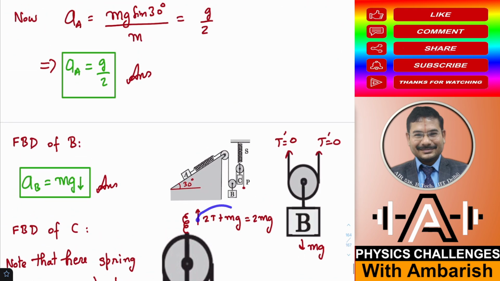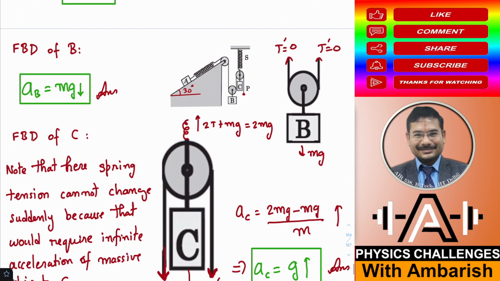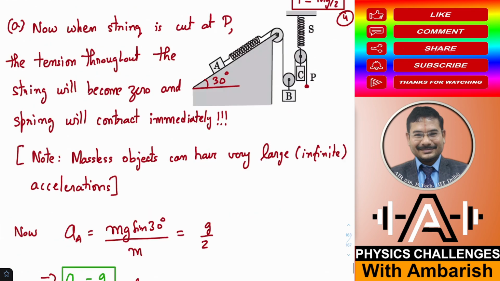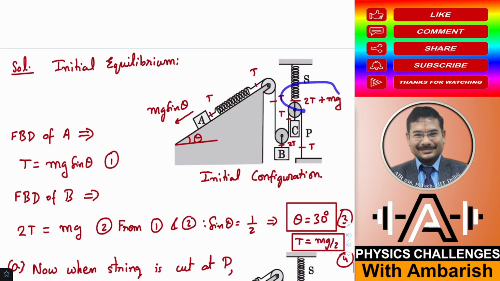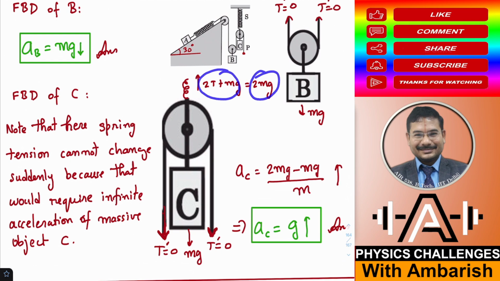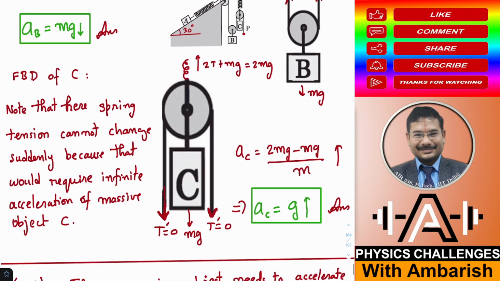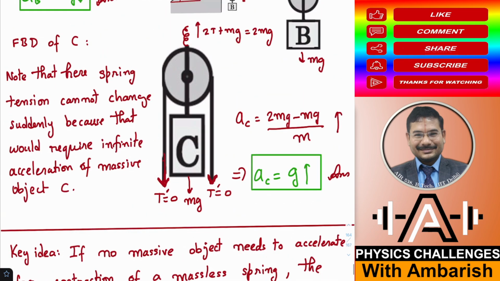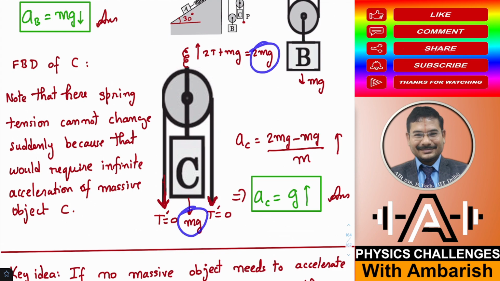So this tension was what? 2T plus mg, and T we had found out as mg by 2. So this spring tension becomes 2T plus mg, that is 2 mg. You see where this 2T plus mg is coming from? It's the same that we had before cutting the string at this point P. Okay, so the FBD of C is simple now. 2T plus mg, that is 2 mg, is acting upwards, and of course mg is acting downwards. So now what's the acceleration? Acceleration of C will be simply 2 mg minus mg divided by m, that is g upwards.